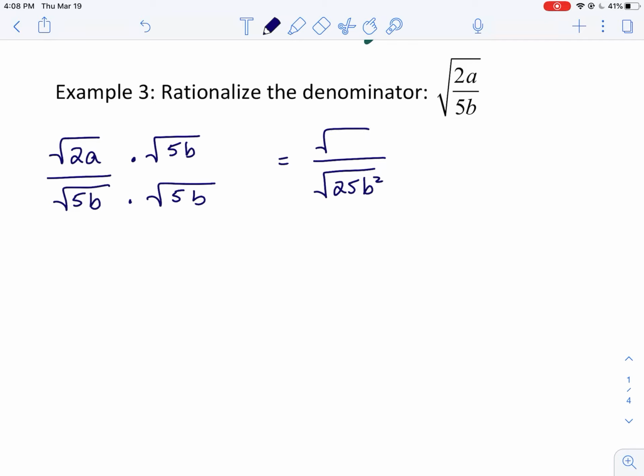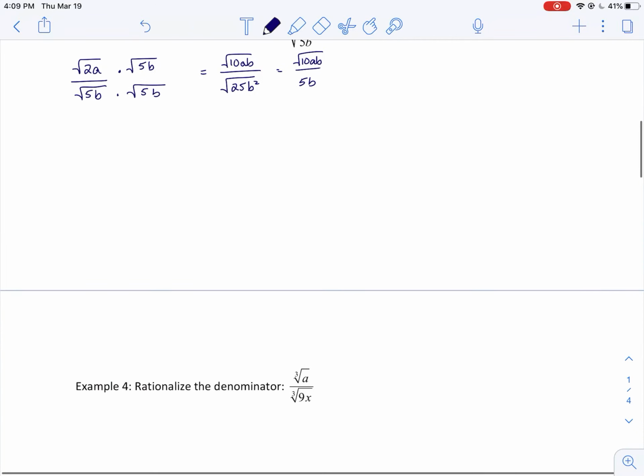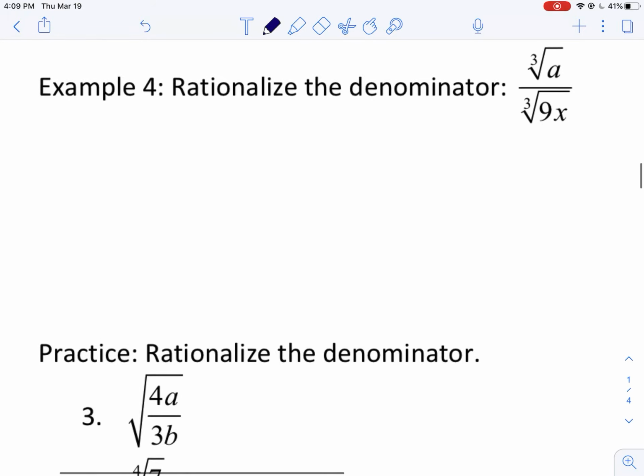And then up top, we're going to have the square root of 2 times 5 is 10, a times b is ab. And then in the denominator, the square root of 25 is 5, and the square root of b squared is b. And then up top, we're just left with 10ab. So same process as before, but now we're just adding in variables. So now let's go ahead and look at example 4.